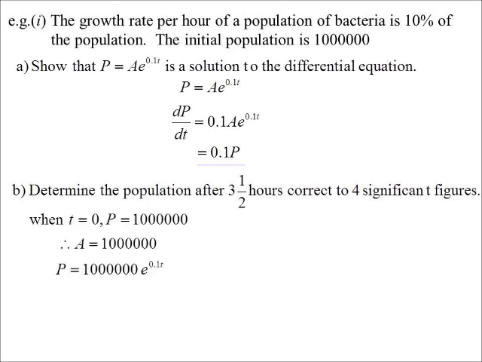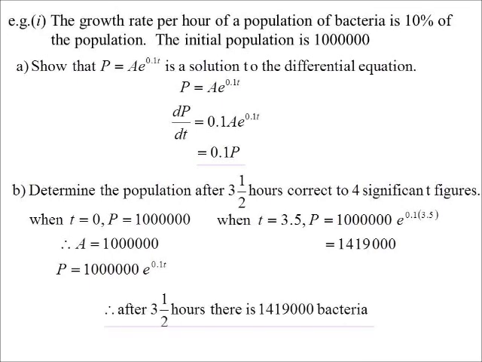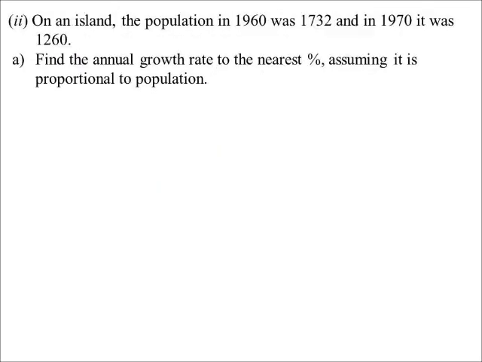Initial population was 1 million. I mean, I suppose you could formally work it out: when T equals 0, P is 1 million, so therefore A is 1 million. So P is 1 million e to the 0.1T. We want to know when T is 3.5. Sub that in, we now have 1,419,000. It's almost 50% more already. Bacteria too. All right, let's do another one.